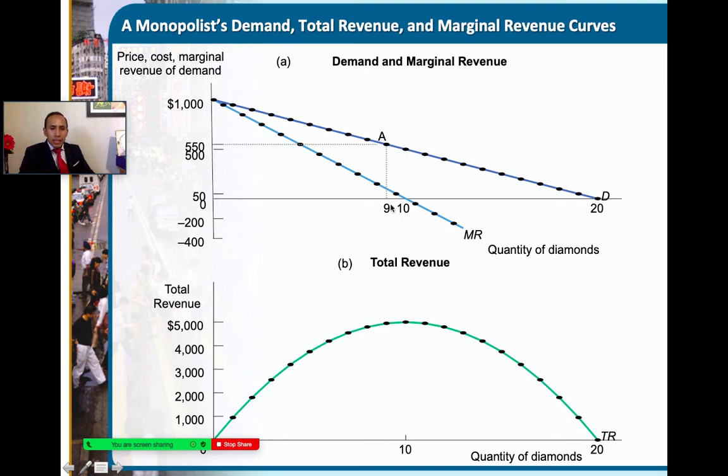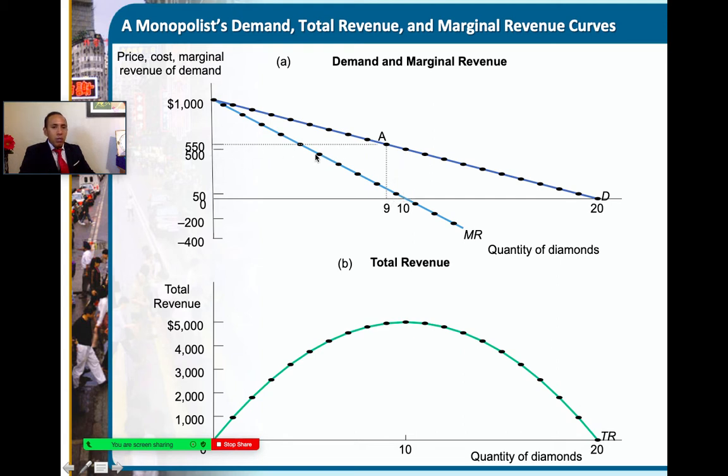$550 times 9, that gives us our total revenue at this price, at $550. And if we want to sell that additional diamond, the 10th diamond, the only reason why we want to sell that extra diamond is because if you notice, the marginal revenue here is still positive. You can still probably gain a little bit more revenue by selling that 10th diamond.